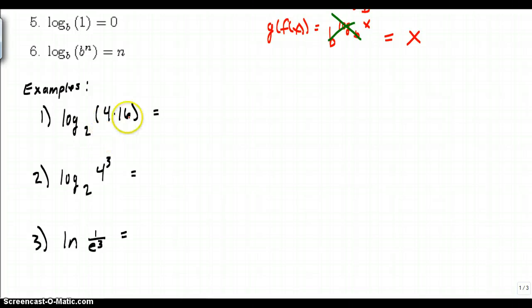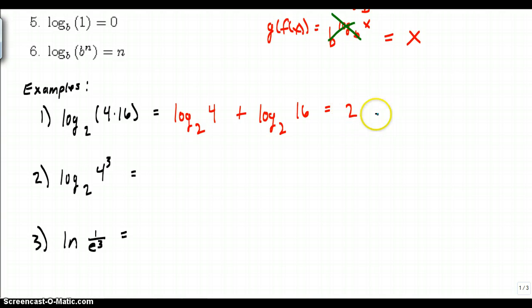So first example is multiplication, so I can split this up. This becomes log base 2 of 4 plus log base 2 of 16. I know log base 2 of 4, that's 2 to some number equals 4. Well, 2 to the second equals 4. And this means that 2 to some number equals 16. Well, 2 to the 4th power equals 16, so my answer is 6.